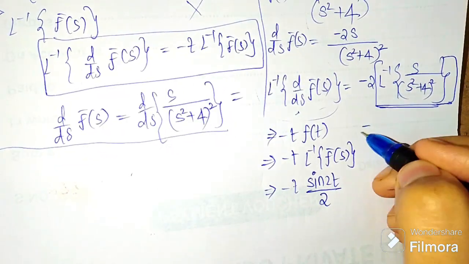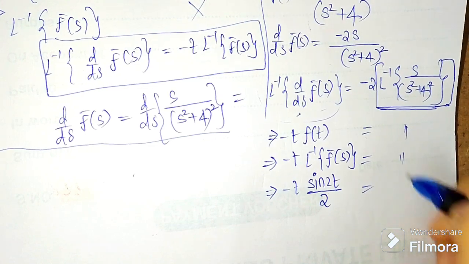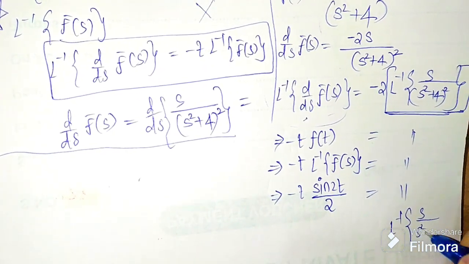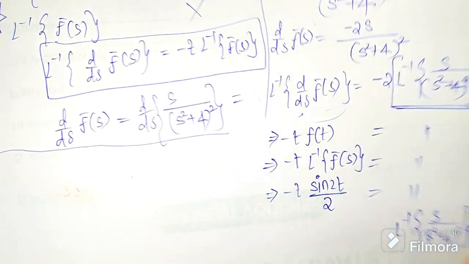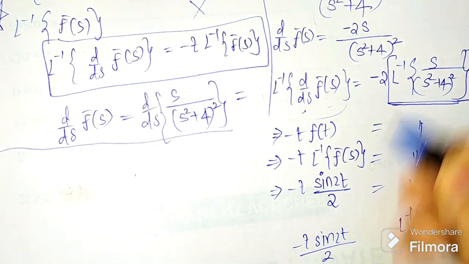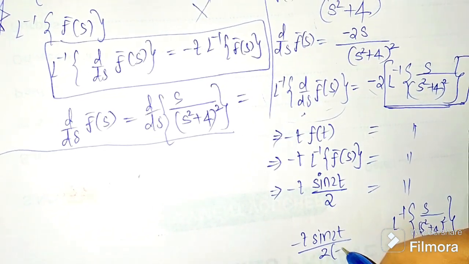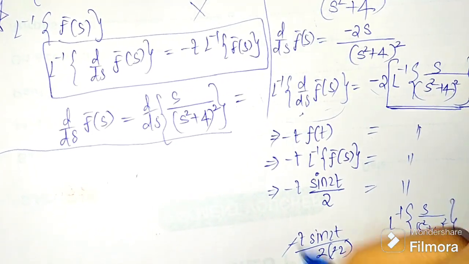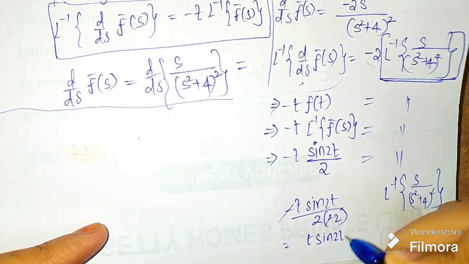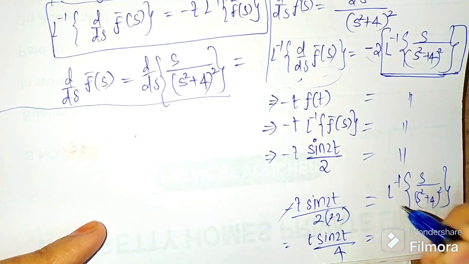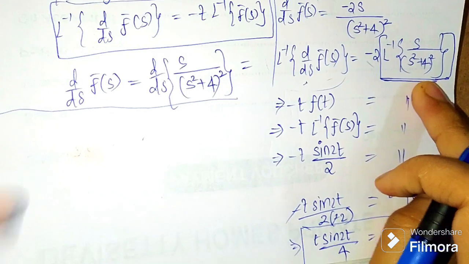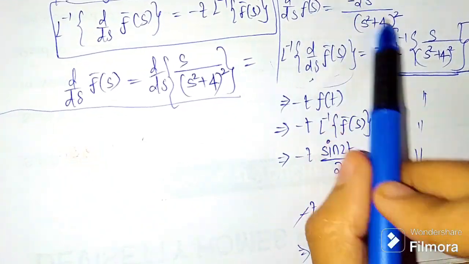So you write this. So finally I'll get my Laplace inverse of s by s square plus 4 whole square as minus t sine 2t by 2, again into minus 2. So the final answer will be t sine 2t by 4. This will be the final answer. Okay. So did you understand? When it is getting created, do it in this way.